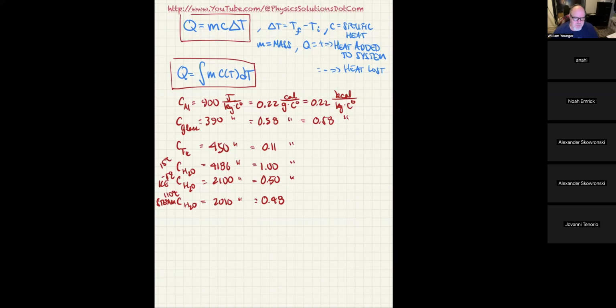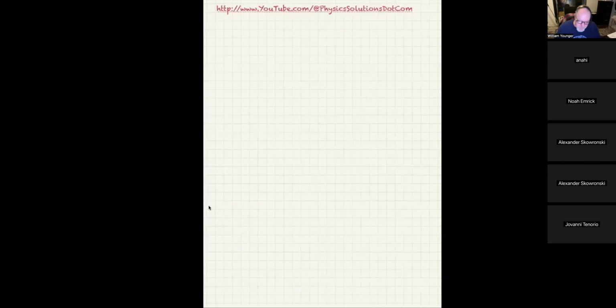Your book also gives you protein and the human body. For instance, the specific heat of the human body is roughly 0.83 calories per gram degree Celsius. So you can see it's acting mostly like water, about 83% as big as water. Protein, on the other hand, has a specific heat of 0.4 calories per gram Celsius degree. So now let's show you how to use this stuff by trying example 19.2.